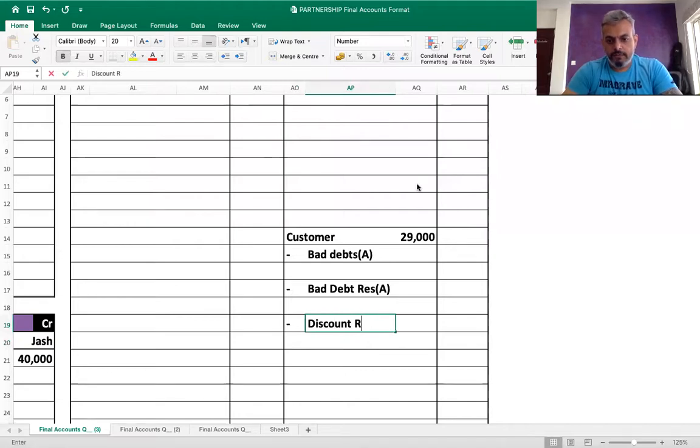Discount reserve as per adjustment. So we'll see this later on. Bad debts, then total, from that the bad debt reserve minus the amount, and on top of that the discount reserve, then the outer column. Please do this format.